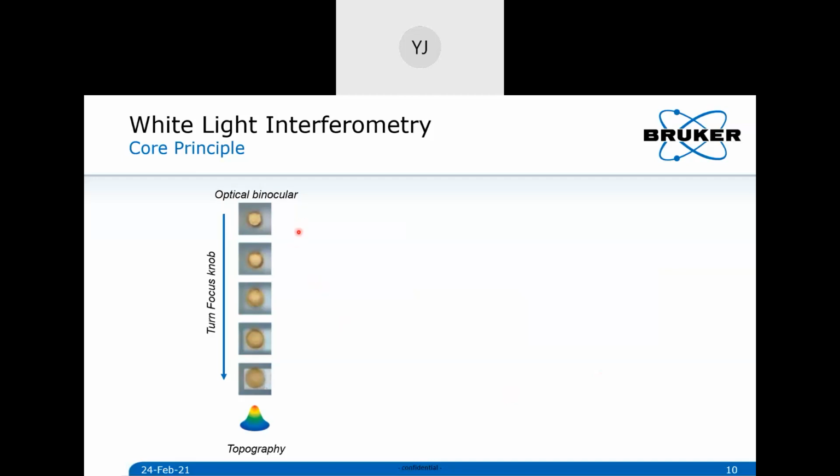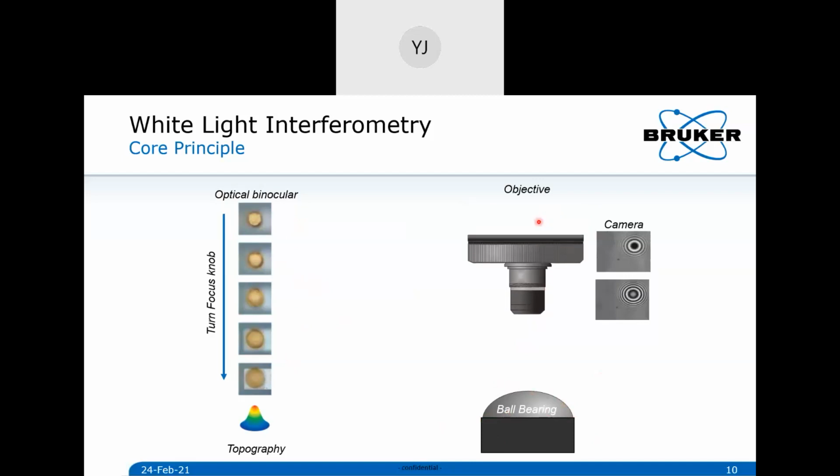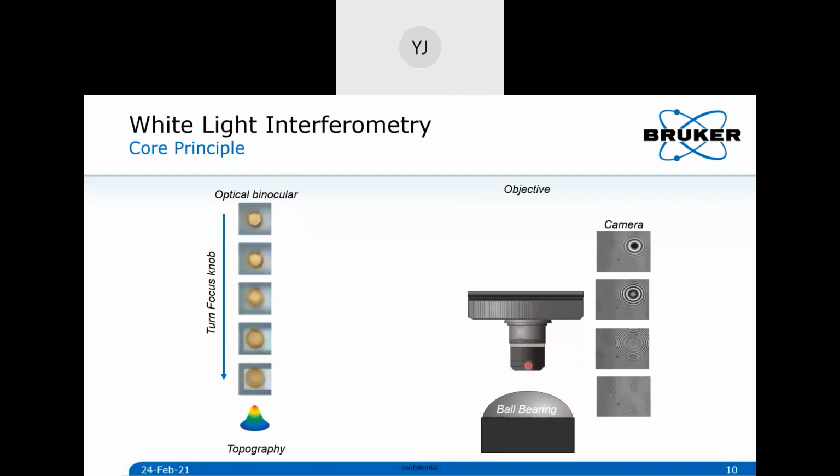So here is an example. What we have here is a surface like a ball bearing, a simple spherical surface. As you move the objective down, you are changing your focal point. That means the interference pattern shifts as you move, because the interference pattern happens only at the plane of focus, right?